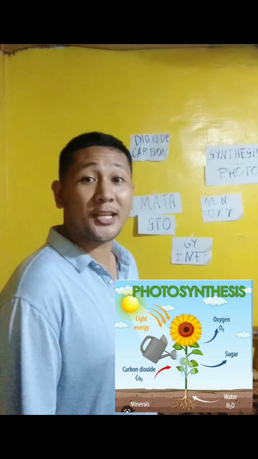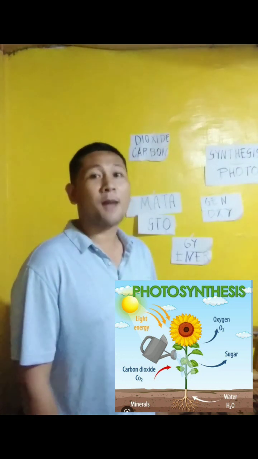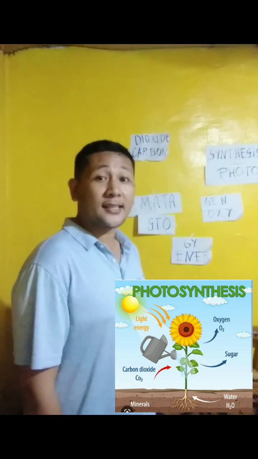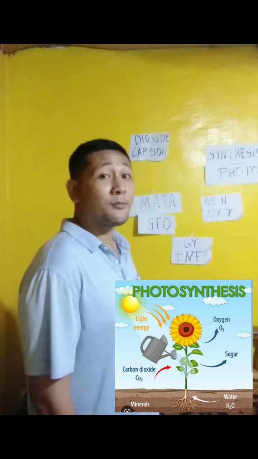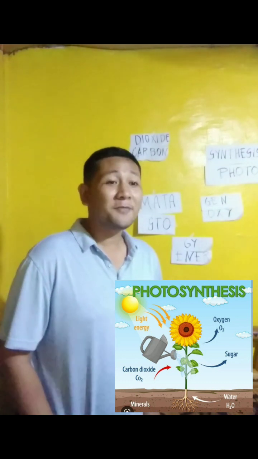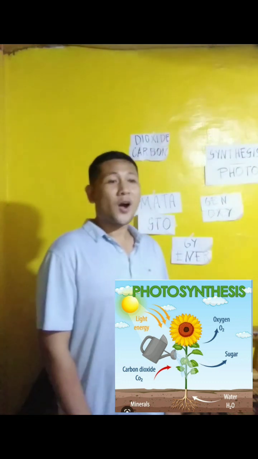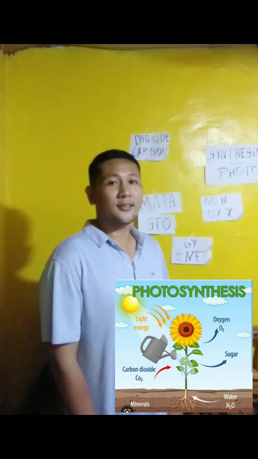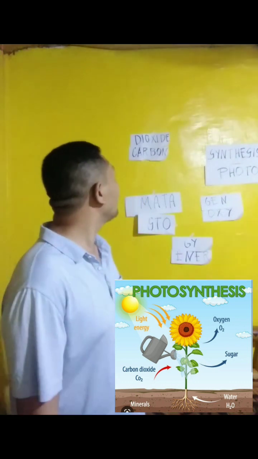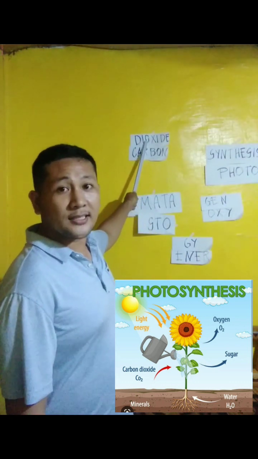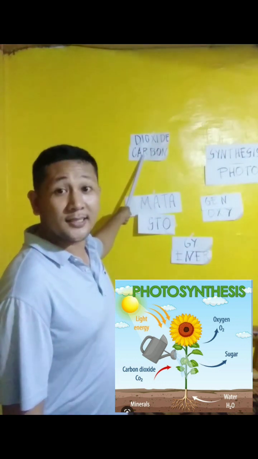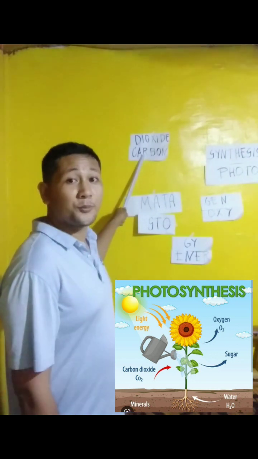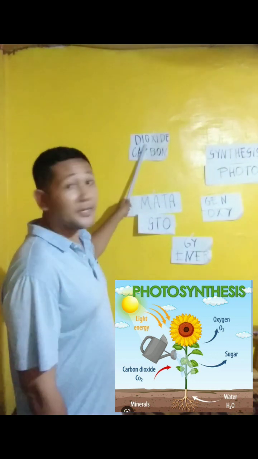Now, let's proceed to the jumble words number 1. Raise your right hand if you know the correct words in the jumble words. I will give you 10 points if you are correct. This is the jumble words number 1. Dioxide, carbon. What is the correct word if you combine the two jumble words?